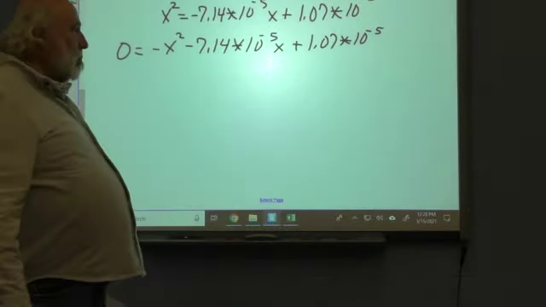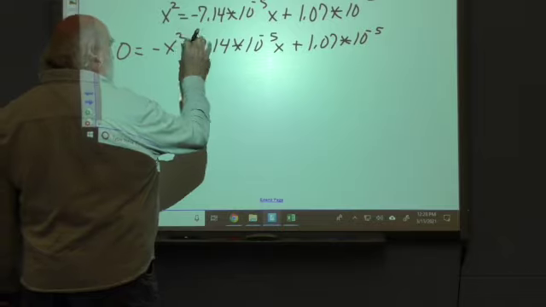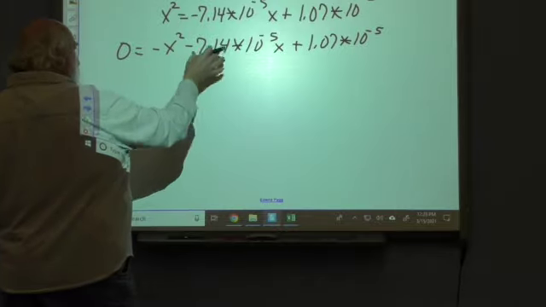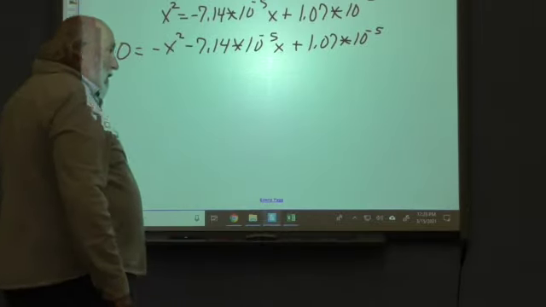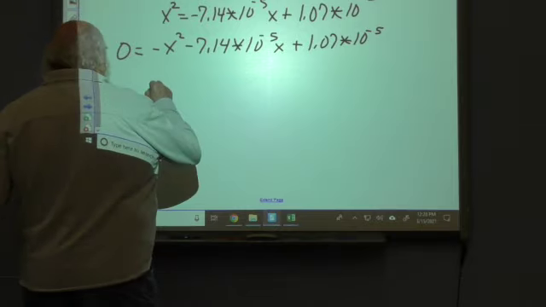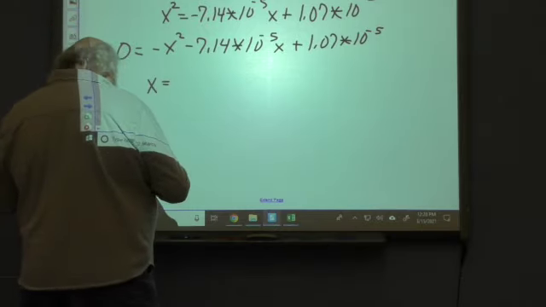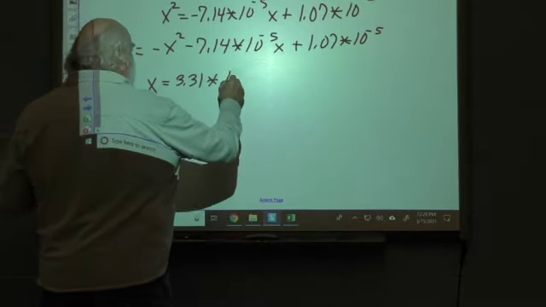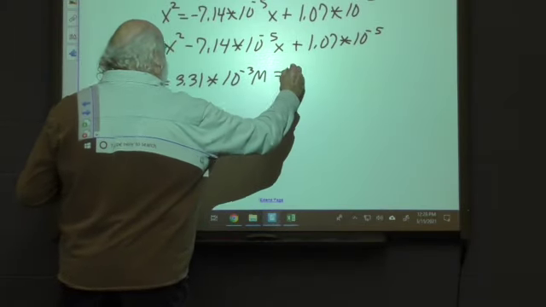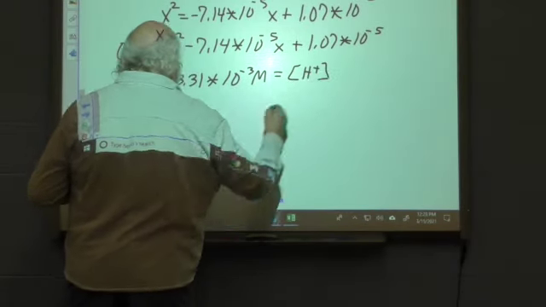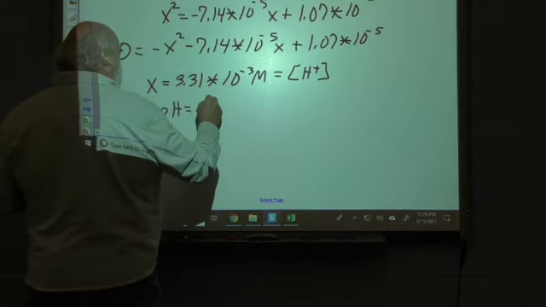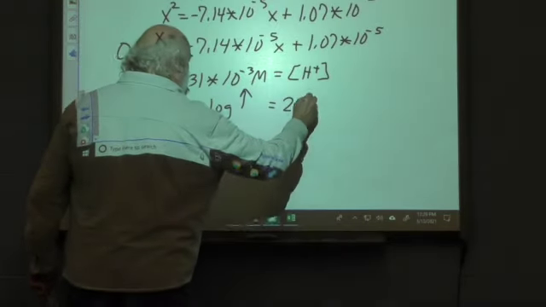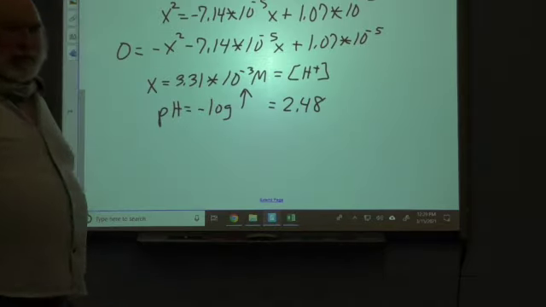Get your quadratic formula warmed up again, and this will be negative 1 for a, negative 7.14 e negative 5 for b, and c is 1.07 e negative 5. Get two answers. Pick the positive answer, which I got is 3.31 times 10 to the negative 3 moles per liter. And that is equal to your hydrogen ion concentration. So the pH is equal to the negative log of that, and we get 2.48. And there you have it.